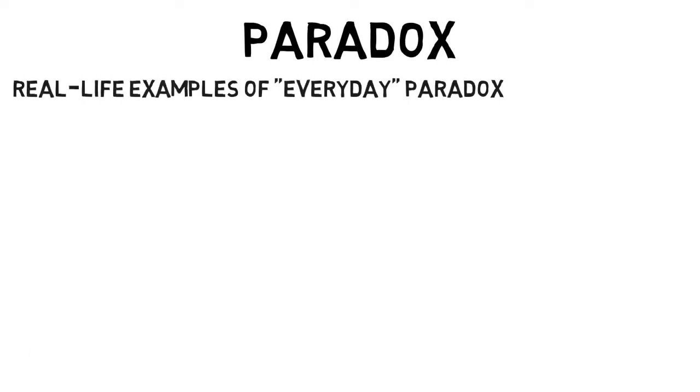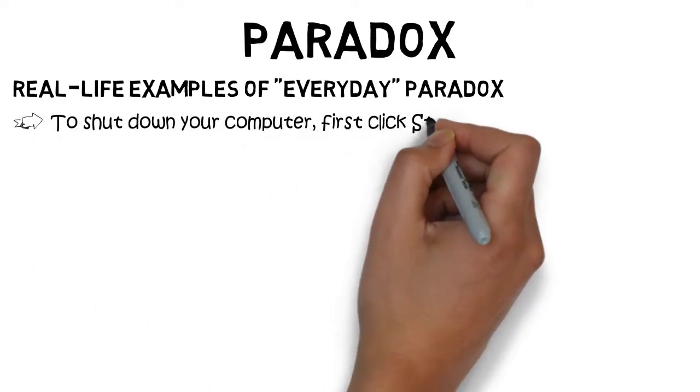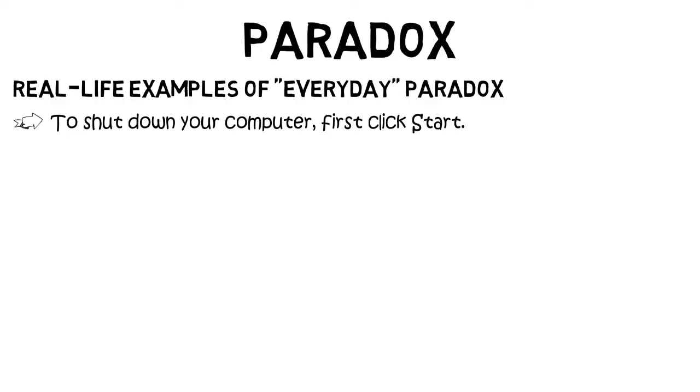Here are some real life examples of paradoxes. Now these first ones are everyday paradoxes. They are paradoxes that seem to be self-contradictory. To shut down your computer, first click start. Well, to shut something down by clicking start seems self-contradictory.